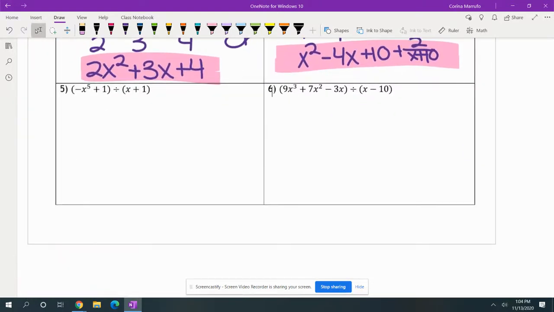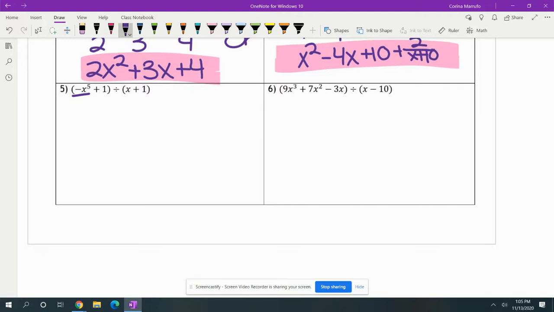Let's go ahead and look at the next one. So we look, is this in standard form? And in this case, it is not in standard form. So since it is not in standard form, it doesn't mean that you don't do it or you don't have to do it, but you can.